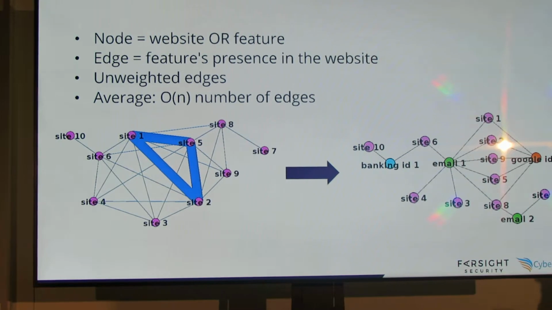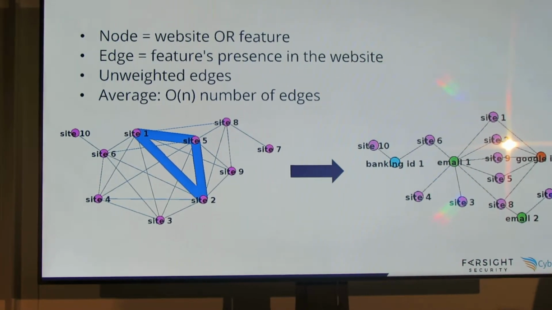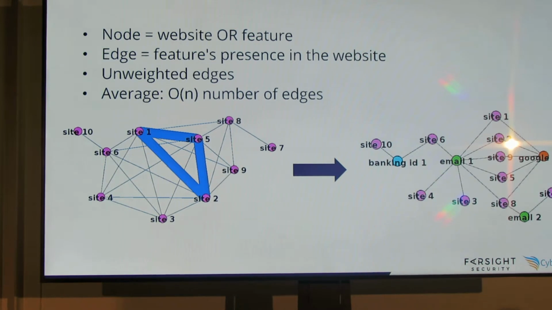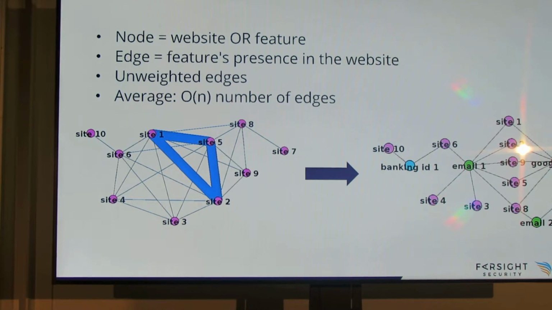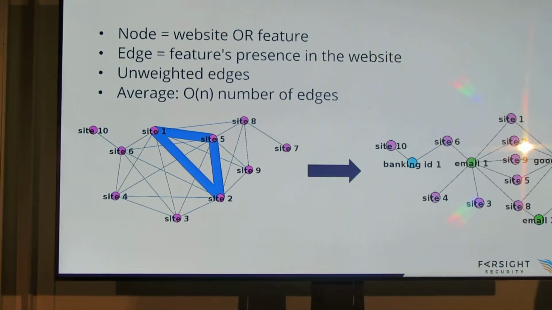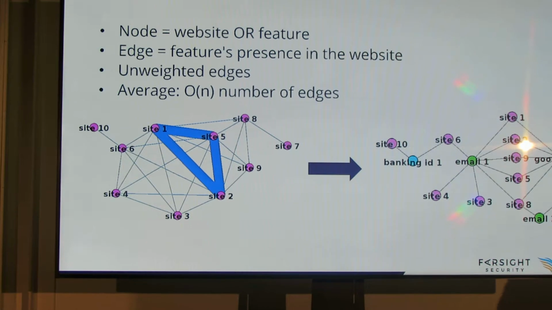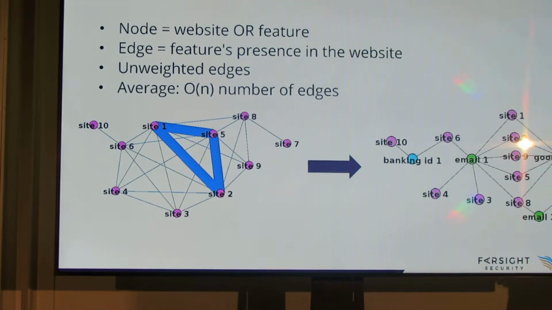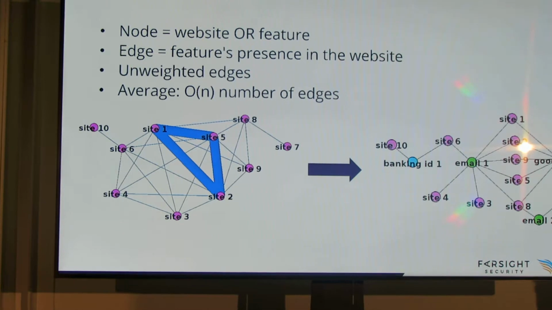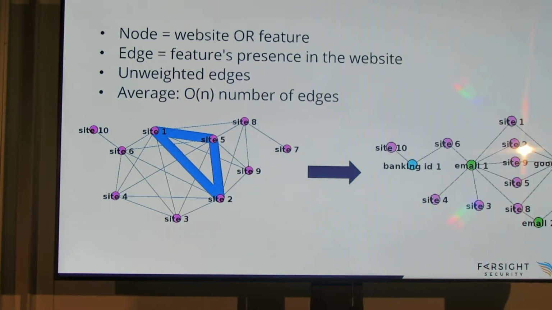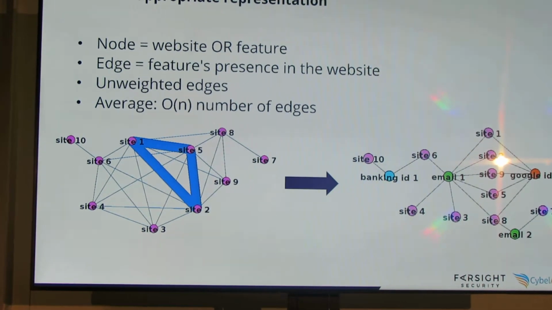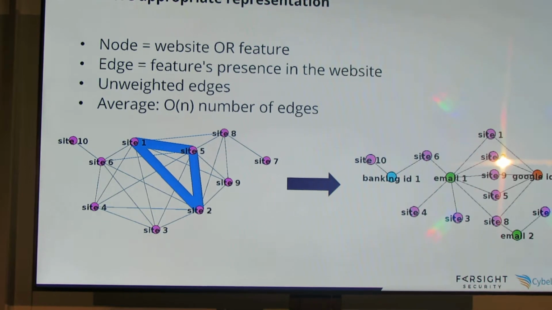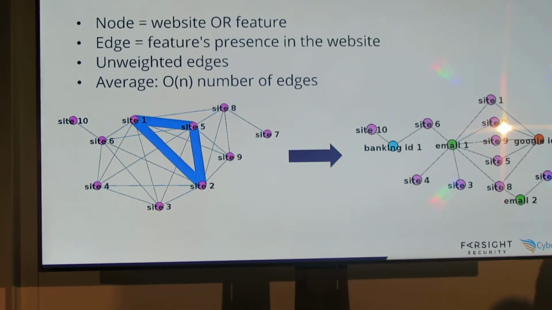Here, a node can be either a website or a feature. So here I see in pink the websites, and in the other colors I can see the features. Blue would be the banking IDs, green the emails, etc. I can see that for website number 6 here, I found the email number 1 in website number 6, but I also found the banking ID number 1. And I also found the banking ID number 1 in website 10. So here you clearly see the relationship between the features and the websites.